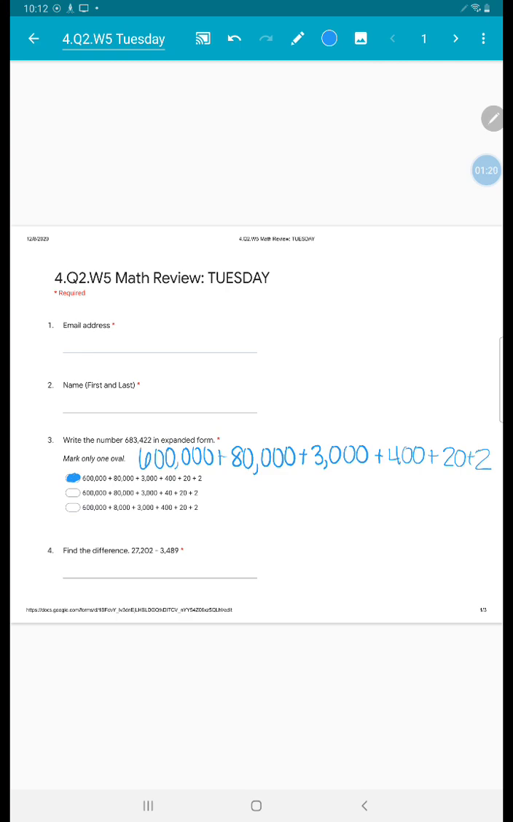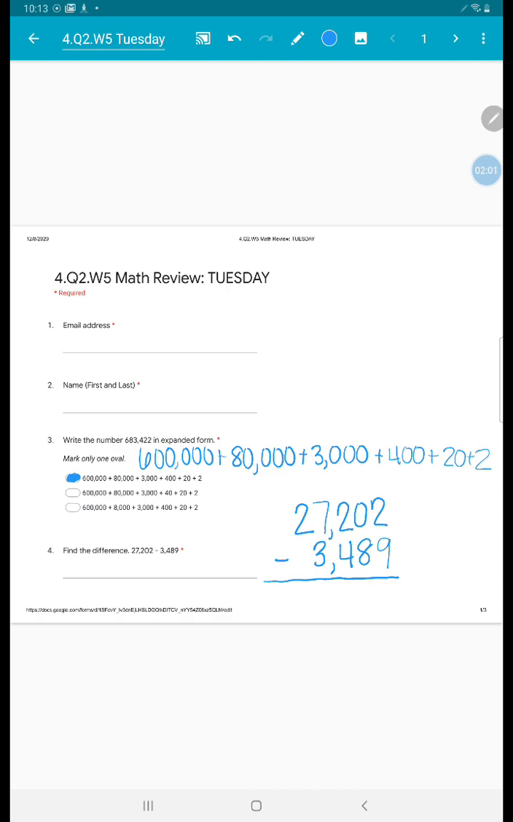Okay, the next one says to find the difference. If I'm finding the difference, what am I doing, Jaden? Taking away 27,202 minus 3,489. When I write those numbers vertically, or stack them on top of each other, I have to make sure that the 3 goes underneath which digit in 27,202. What does it go underneath, Jaden? The 7 that's in the thousands place. All right, so how do I subtract that, Jaden?